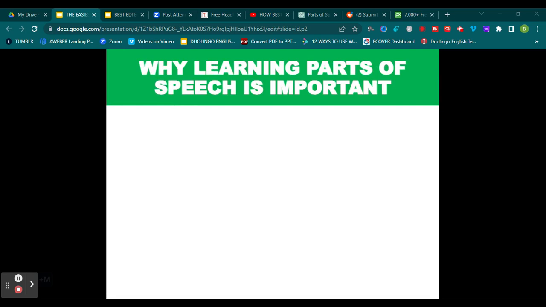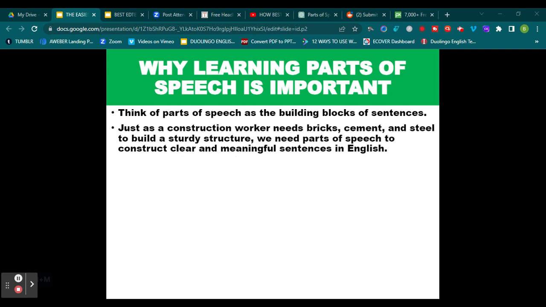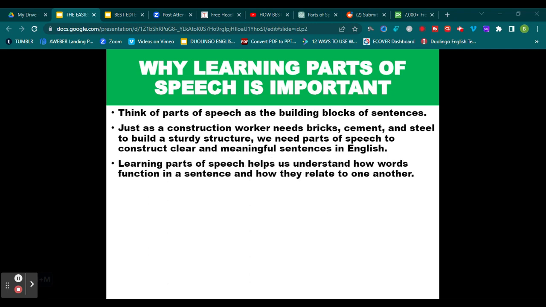First, let's look at why learning parts of speech is important. Before we begin, let's understand why learning parts of speech is really important. Why is it important? Now, first, think of parts of speech as the building blocks of sentences. Just as a construction worker needs bricks, cement, and steel to build a sturdy structure, we need parts of speech to construct clear and meaningful sentences in English.